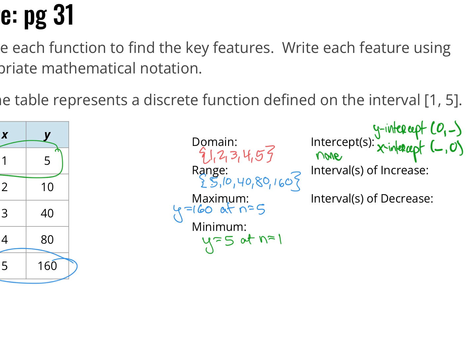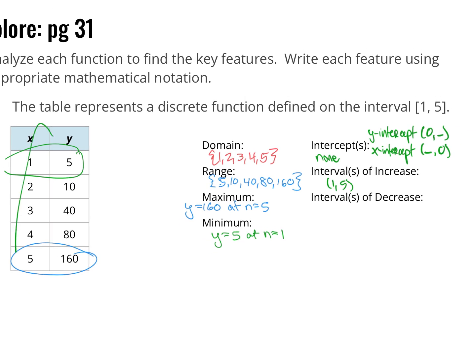Where is it increasing? This is done in interval notation. It increases from 1 to 5, and these are the x values we're looking at, so we wrote them down this way. Does it decrease? No, there's nothing decreasing, so there is none. Again, this is writing information about this table, which is a function, a fancy equation, and that's where all these pieces of information come from.